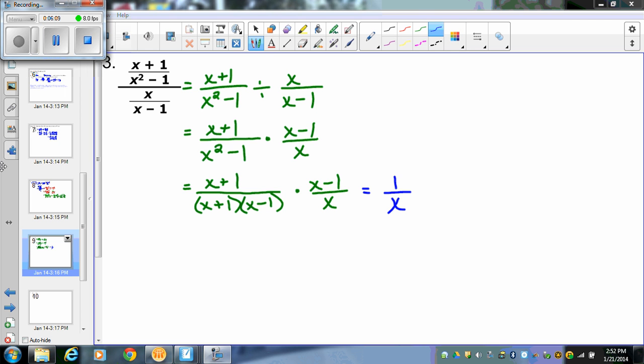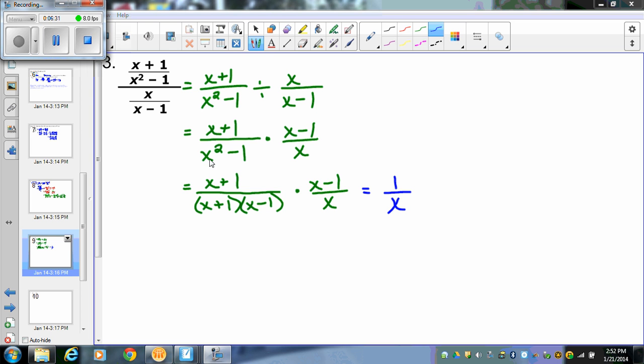Okay, so let's see if you got it as simplified as I did. I got 1 over x for my final answer. So let's talk our way through that. You should have hopefully pulled the complex fraction apart into x plus 1 over x squared minus 1 divided by x over x minus 1. Then you would multiply by the reciprocal of that second fraction, so it would become x minus 1 over x.